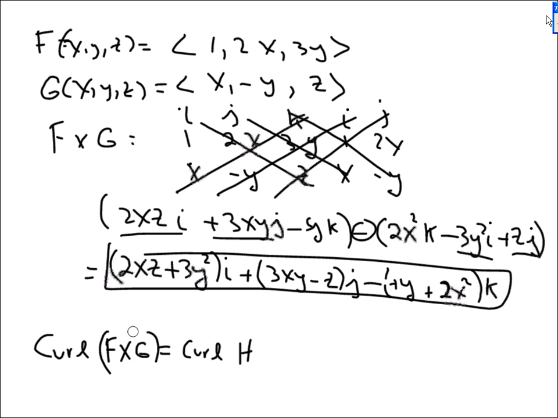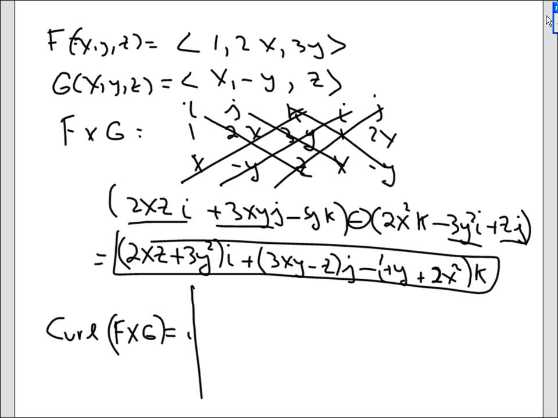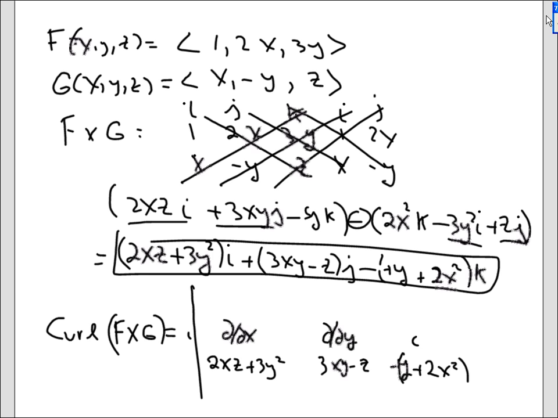But I'll just set this one up. Finding the curl of that vector is no big deal. You put the I component down, the J component down, the K component down. Partial with respect to X, with respect to Y, with respect to Z, I, J, K. We just want that determinant. That would be the curl.